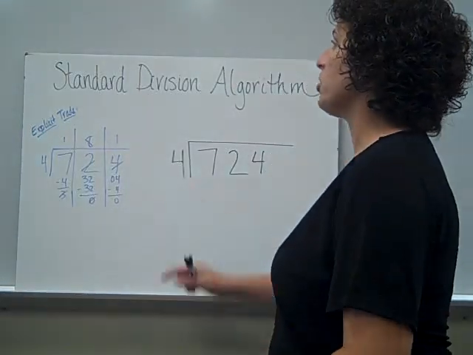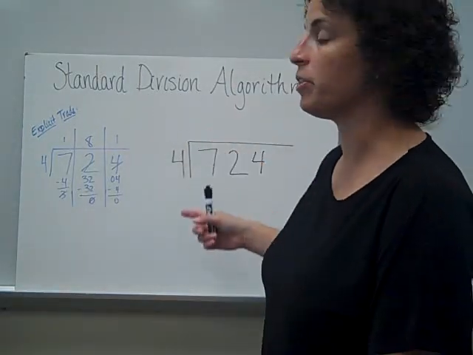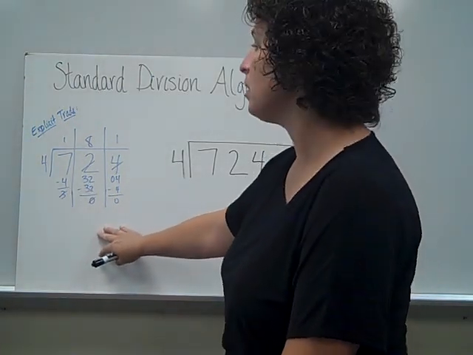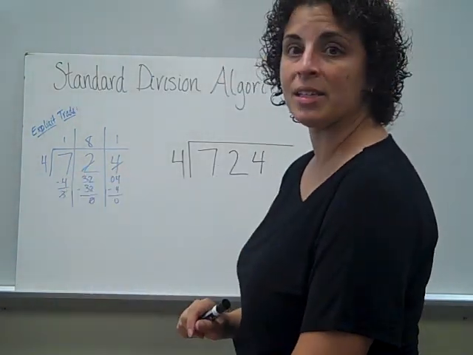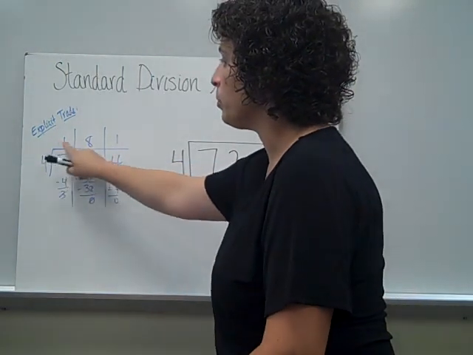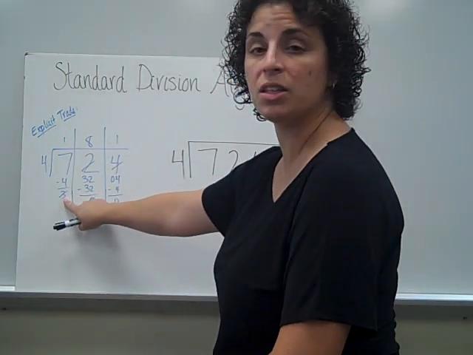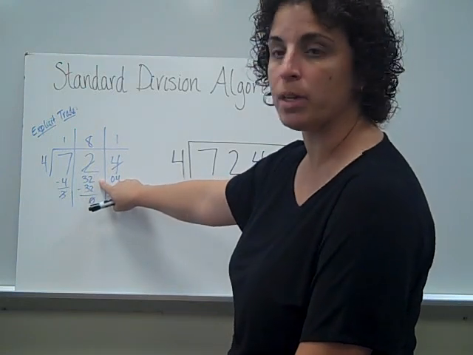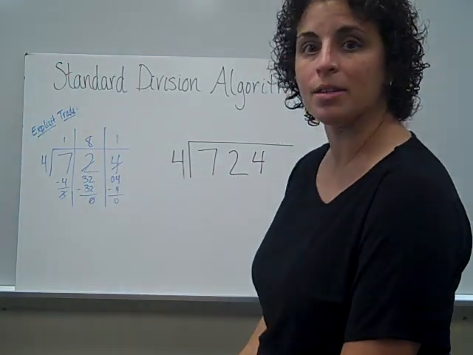Today we're going to take a look at the standard division algorithm. In class we've been solving using this explicit trade method, looking at one place value at a time. After we would multiply and subtract, anything that was left we would push back or trade back to the next largest place value and repeat the process again.